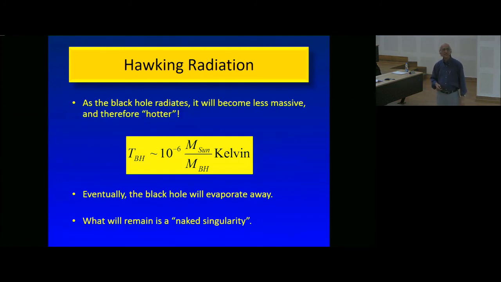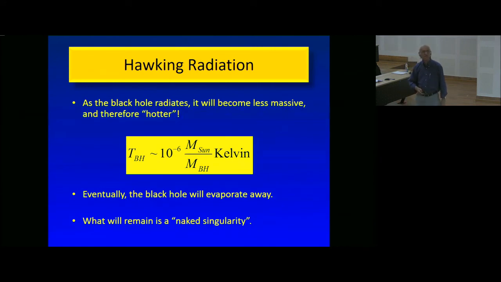The question is, if such black holes were produced in the early universe, they will evaporate away. And what will remain is a naked singularity. So it really doesn't matter whether the singularity was produced outside the horizon or inside the horizon. The horizon is gone now. So there is the singularity.